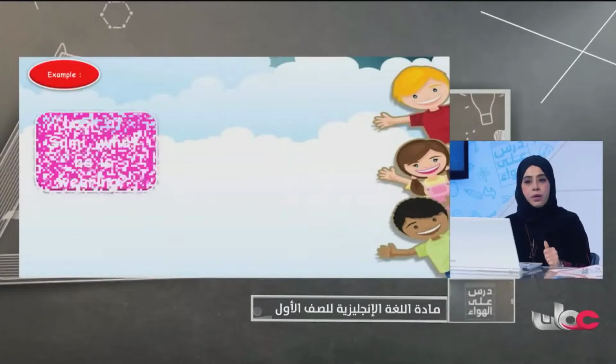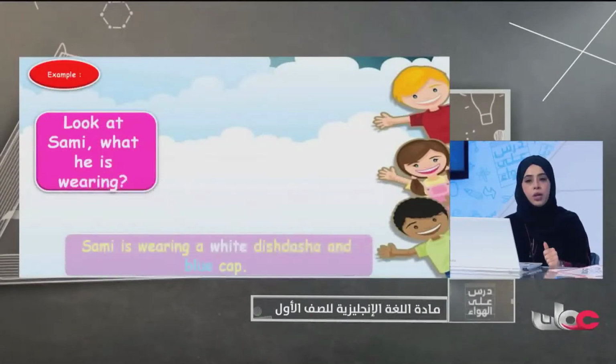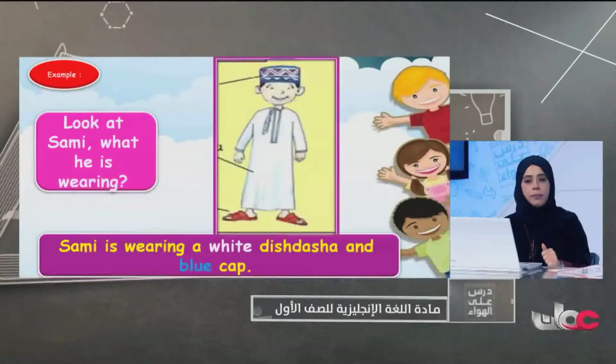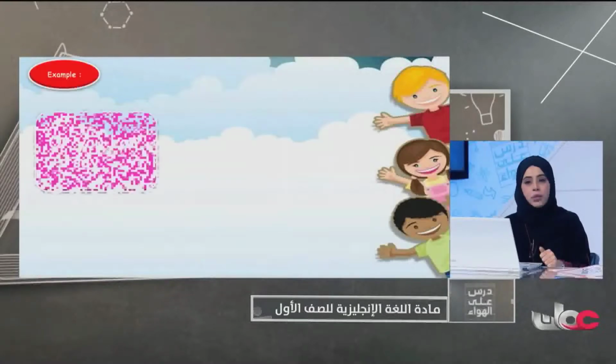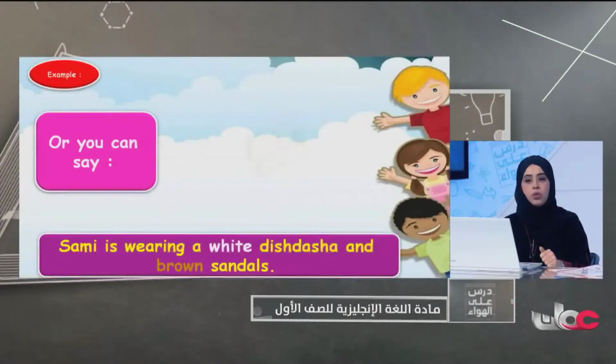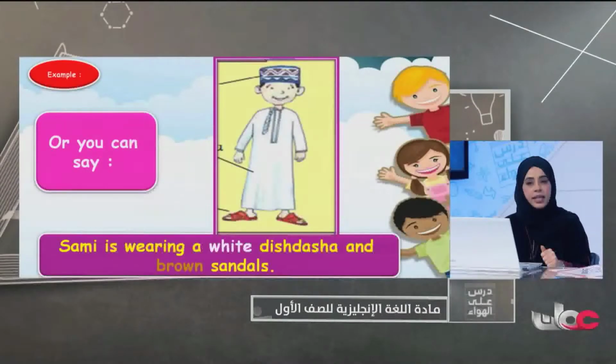Now another example, this time about Sammy. What is Sammy wearing? Look at him. Sammy is wearing a white dishdasha and a blue cap. Another example about Sammy, you can also say, Sammy is wearing a white dishdasha and brown sandals.